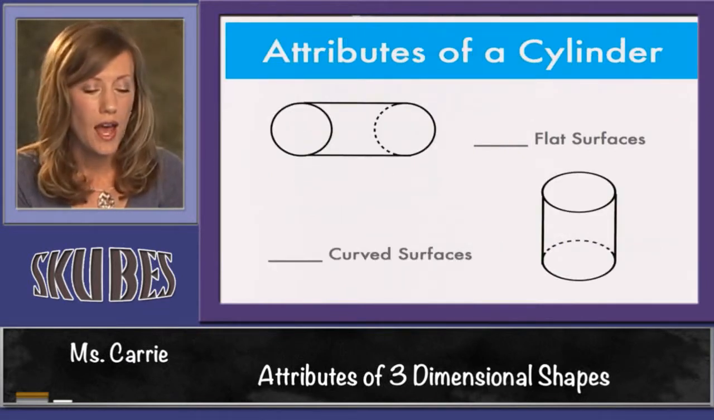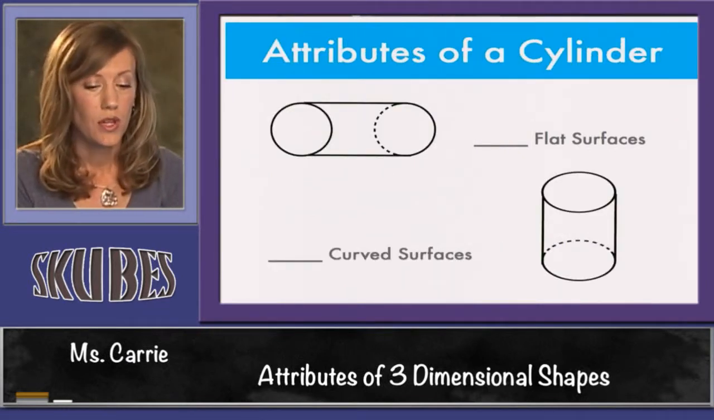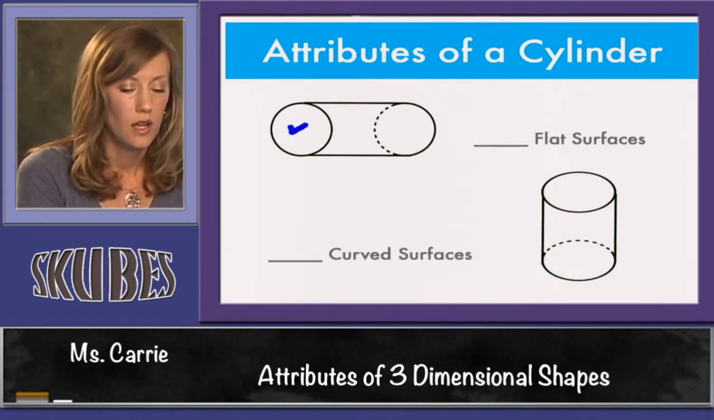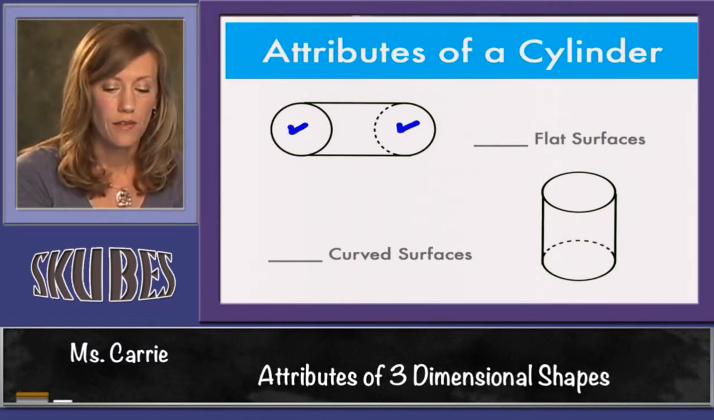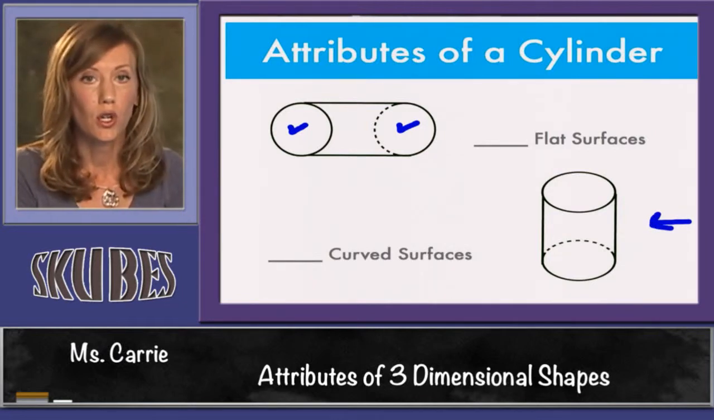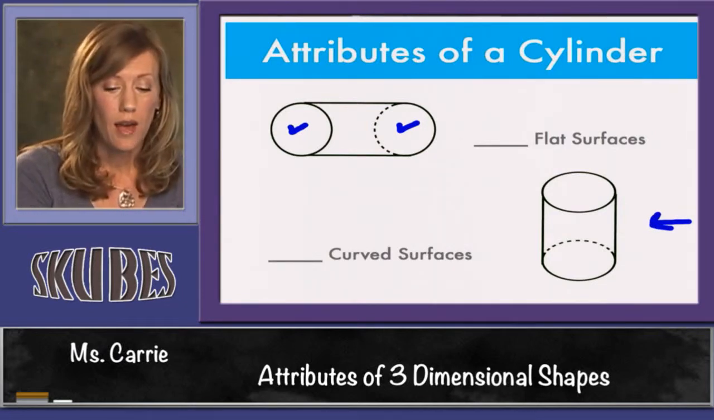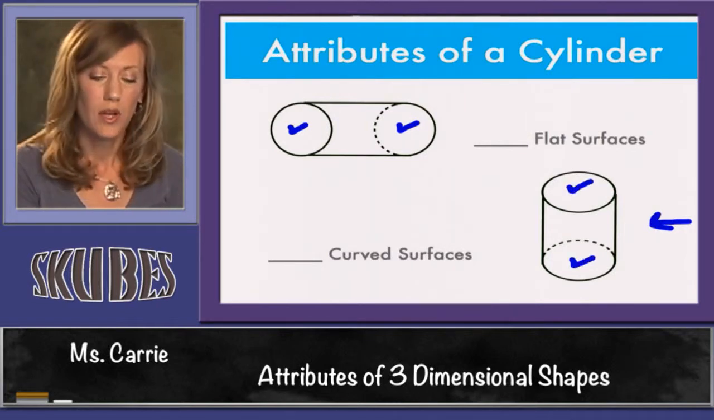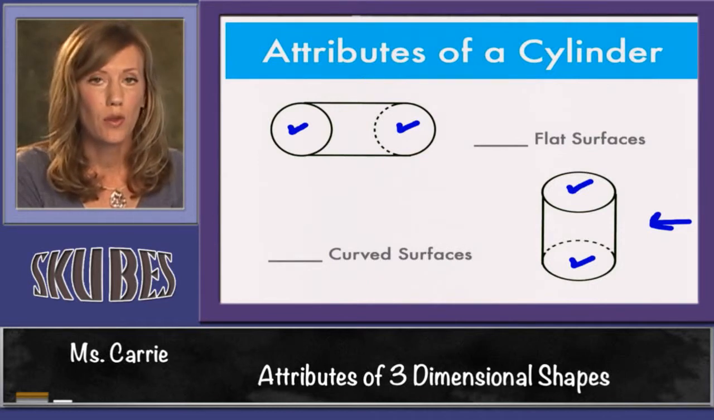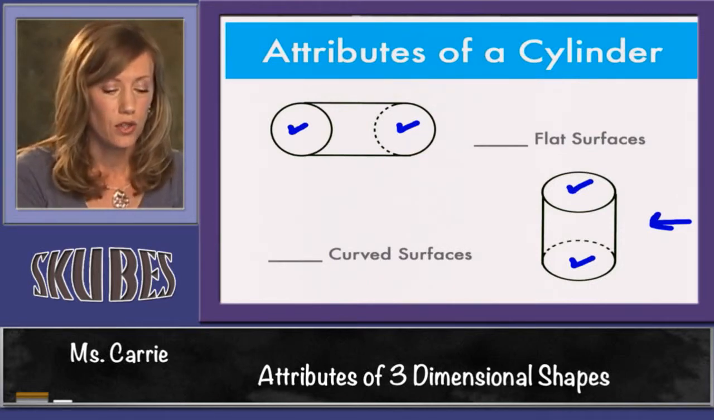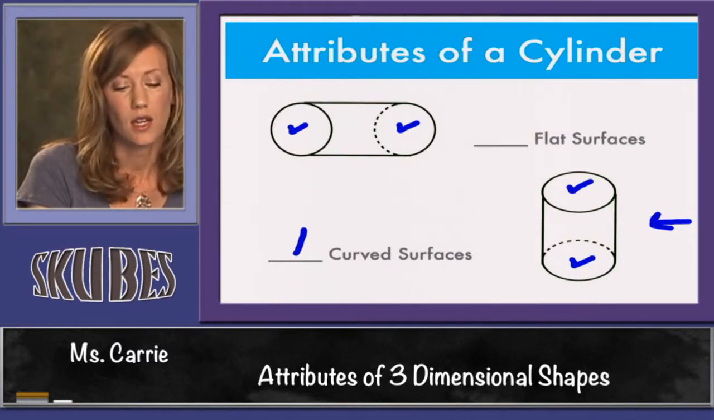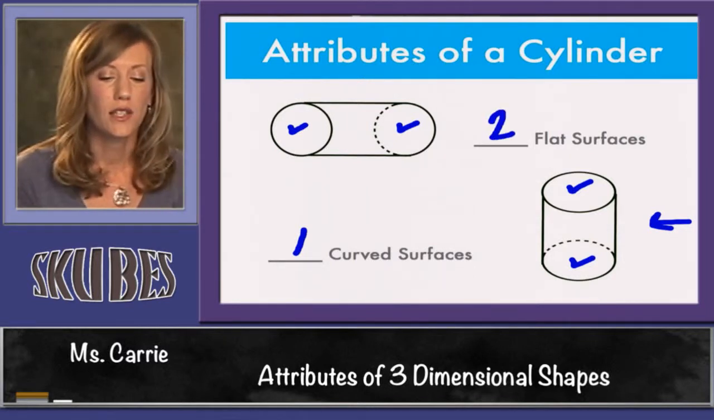Let's look at a cylinder last. I see both on a cylinder. I see a flat surface here and a flat surface here. And if you look at this one down here, you can see it even better. Imagine like a soda can. You have the flat surface on the top and you have the flat surface on the bottom. And then where the can wraps all the way around is the curved surface. So it has one curved surface and it has 2 flat surfaces.